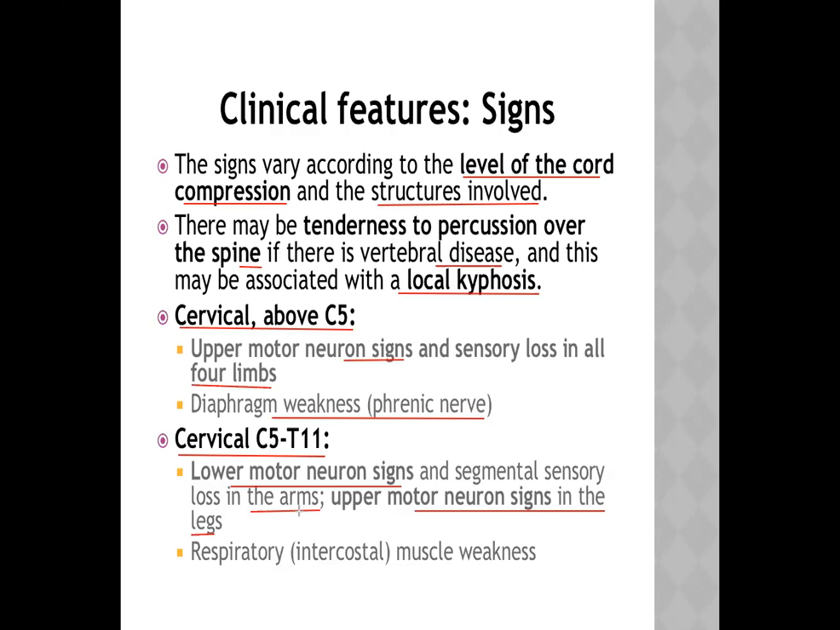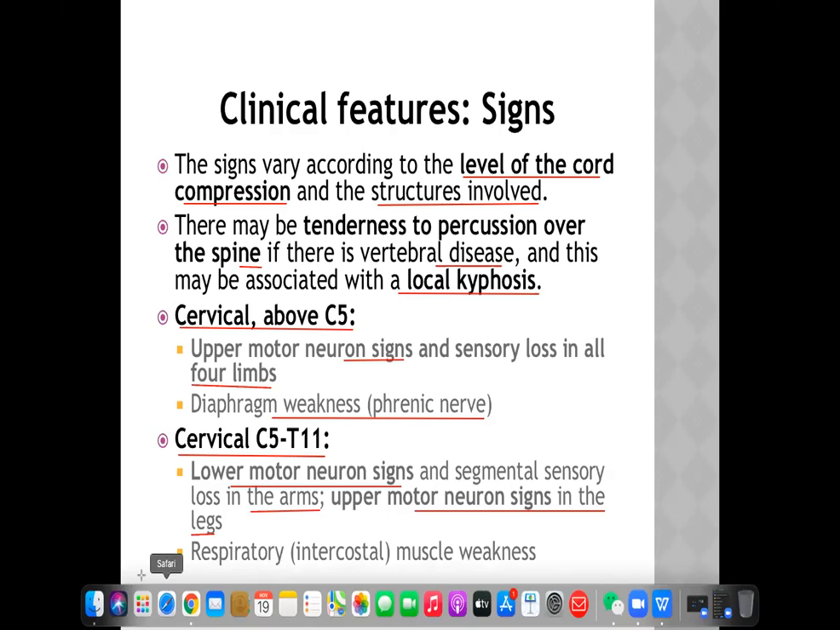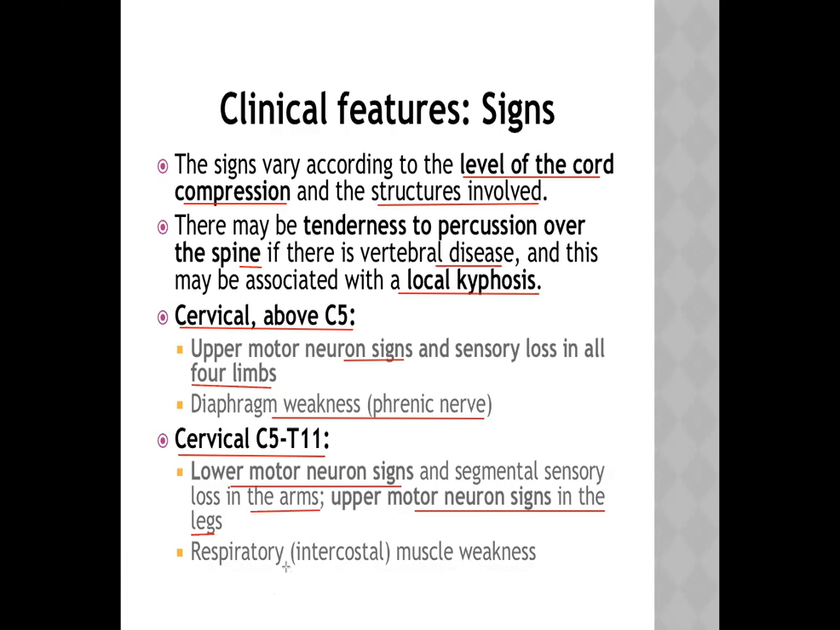Never forget this golden principle here. At the same time, the respiratory or intercostal muscles become weak because they are supplied from this part of the spinal cord. So again, there will be a slight problem in the breathing.